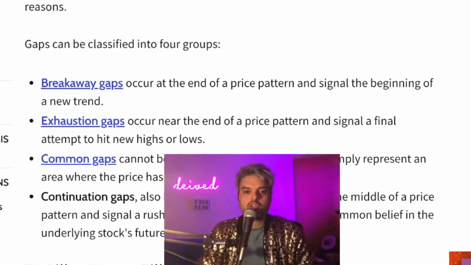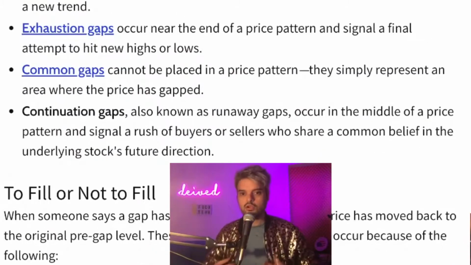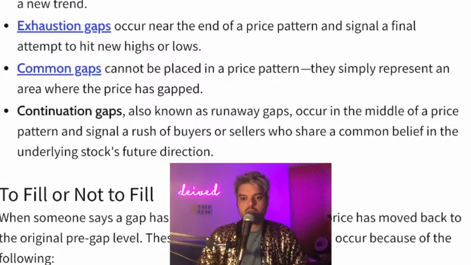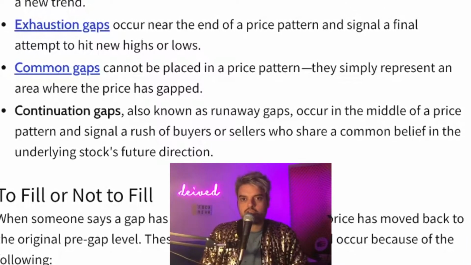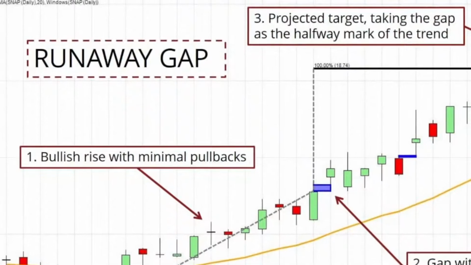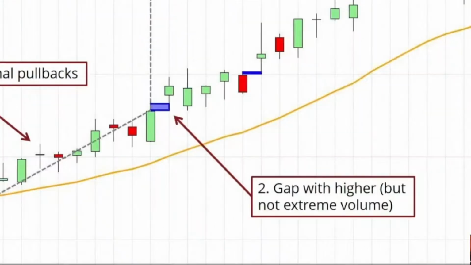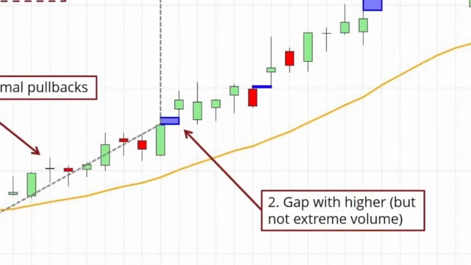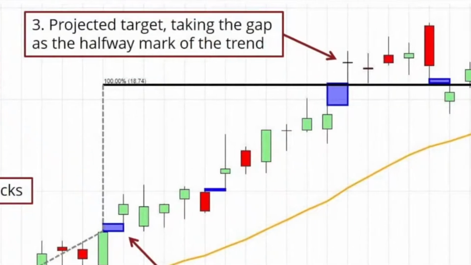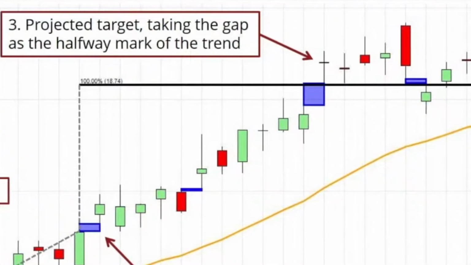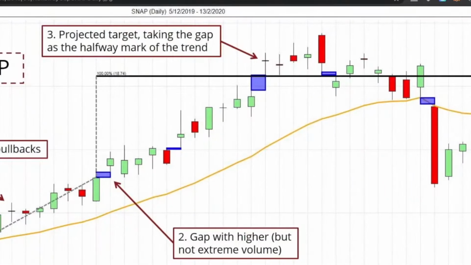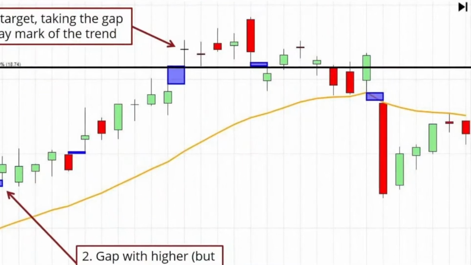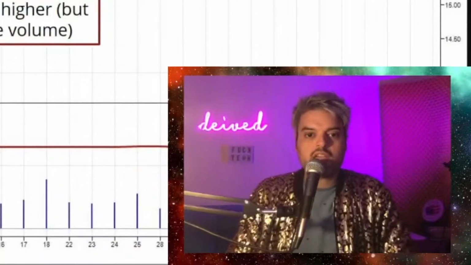Then we got the continuation gaps, also known as runaway gaps, which occur in the middle of a price pattern and signal a rush of buyers or sellers who share a common belief in the underlying stock's future direction. So we got the runaway gap over here, bullish rise with minimal pullbacks, gap with higher but no extreme volume. You can see here that yes, we went up, but not so crazy. And then number 3, projected target, taking the gap as the halfway mark of the trend. You can see that there was even another gap left behind here, and it just went higher, boom, and to the downside. Anyways, guys, to continue over here.